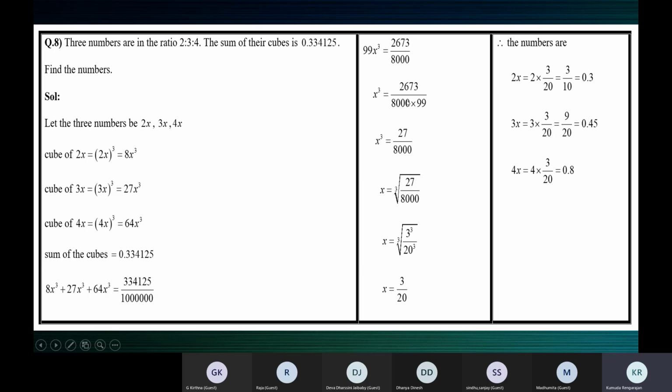This 99 comes to the other side, as 99x cubed is in multiplication, it will come to the other side for division. Then you just need to simplify how this number becomes this number after simplification. Divide by 3, 99 divided by 3 is 33, divide this by 3, then divide by 11 and all that. On simplification, by cancelling the numerator and denominator, you get 27 by 8,000.